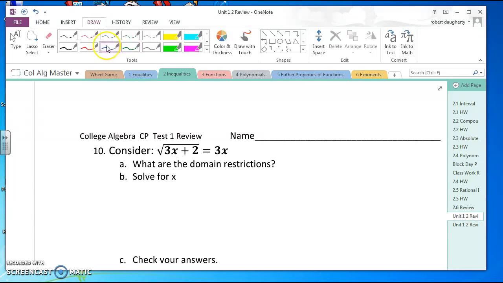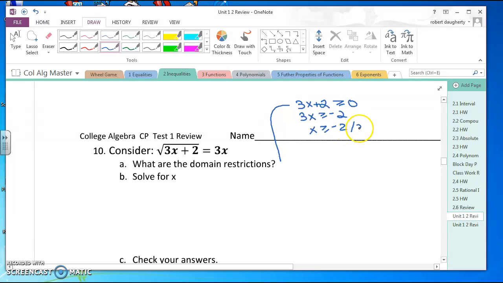Okay, continuing the review, page 3. We have another expression of an equality with a radical sign. So remember, our restrictions are what's under the radical: 3x plus 2 cannot be negative. So 3x plus 2 is greater than or equal to 0. That means 3x is greater than or equal to negative 2, x is greater than or equal to negative 2/3. Okay, so that is my domain restriction.